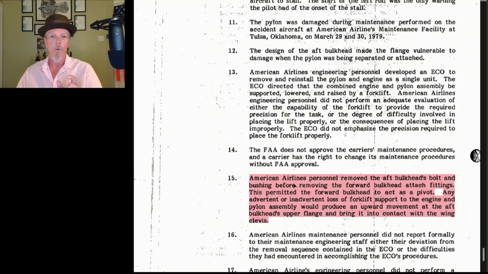So from this statement and the previous statement, the NTSB found that this happened during removal of the pylon and engine, and the FAA found, and they improperly stated in their animation that the NTSB believed, but the FAA found that it happened on reinstallation. So it's the difference between install and uninstall. But I think it's a key difference, and I'll show you why.